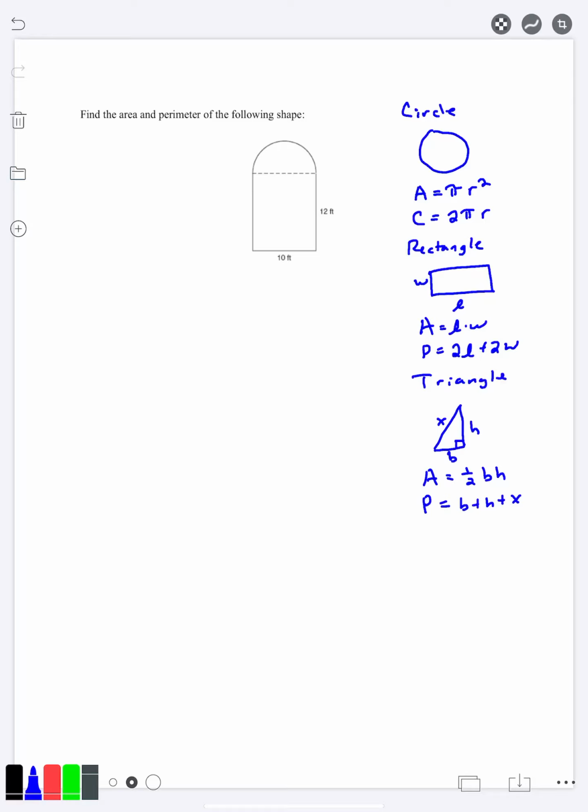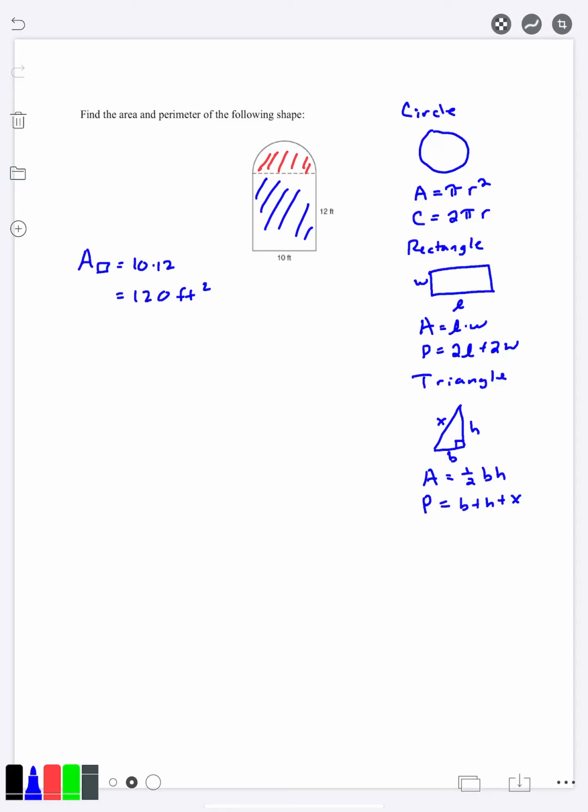Okay, so when you have a more complicated shape like we have here, you're just going to go ahead and see how we can break it down to easier shapes so that they're easier to handle. And in this case, we can break up the shape into half of a circle and then the rectangle here. So if I want to find the area of this shape, I could find the area of the rectangle here. Length times width is 10 times 12. That's going to be 120 square feet.